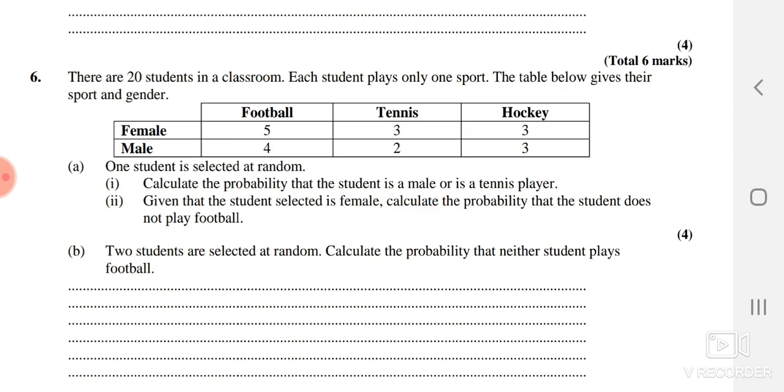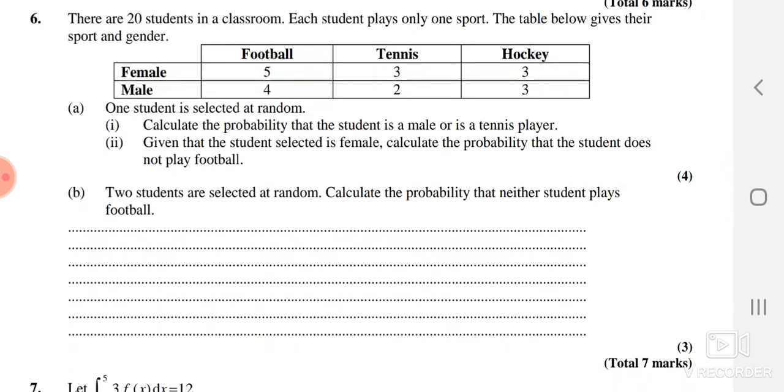intersection T. So this would be, male's probability is 9 over 20 and tennis probability is 5 over 20, and then the common is 2 over 20. So this way I think you will get 12 over 20, and you can simplify because the answer must always be given in simplified form.